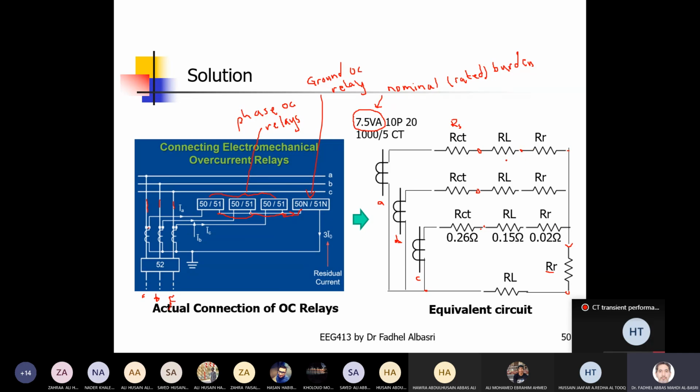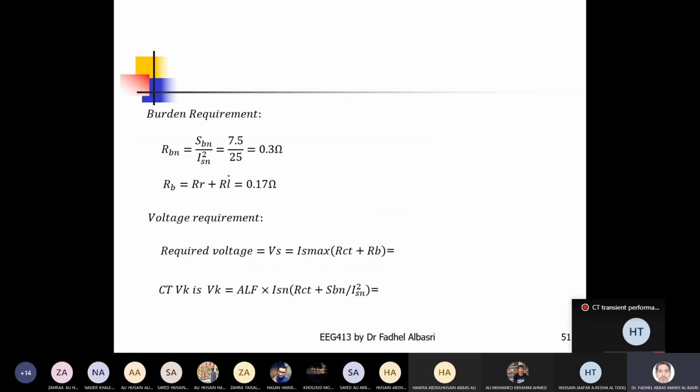So now the burden will be, I have to take the secondary nominal current squared times the burden. Now these are the R burden, actual. So I have to check this one. So first of all, I have to check the burden requirement. The nominal, this is now nominal.